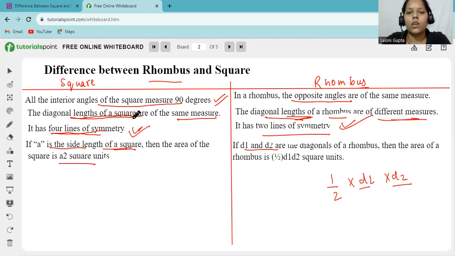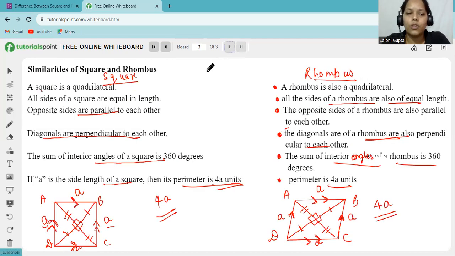Okay, so we see first what is the similarity. In the similarity, we see that both the square and rhombus are quadrilaterals, both are parallelograms, all the sides are equal in length. In case of square and rhombus, opposite sides are parallel to each other and diagonals are perpendicular to each other. They are perpendicular bisectors, and the sum of interior angles of a square is 360 degrees and the rhombus also. And we see that the perimeter of both square and rhombus is 4a units. So this was the similarity.